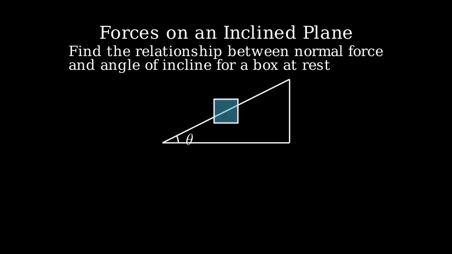Here we have an inclined plane making an angle theta with the horizontal, and here's our box sitting on the incline. Now, let's identify all the forces acting on the box. First, we have the weight force, mg, which always acts straight down due to gravity. Next, we have the normal force, N, which acts perpendicular to the surface of the incline. Since the box is at rest, these forces must balance each other in such a way that there is no net force causing acceleration.